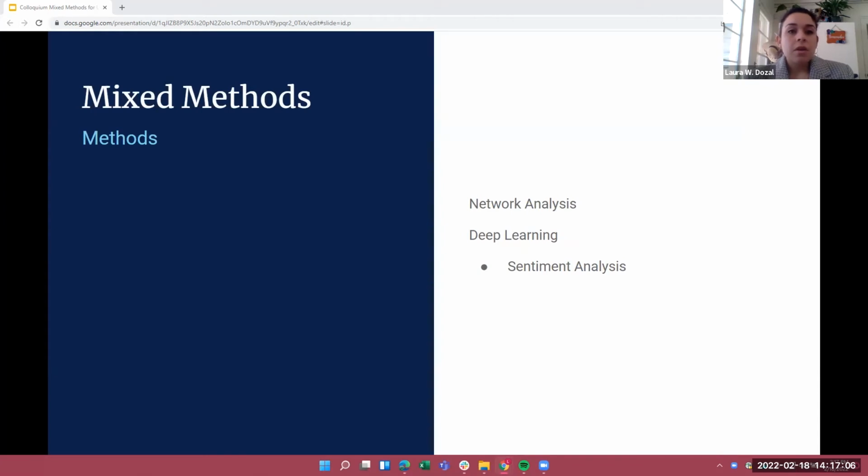So now we're going on to the methods, and particularly the computational methods, looking at network analysis and deep learning.